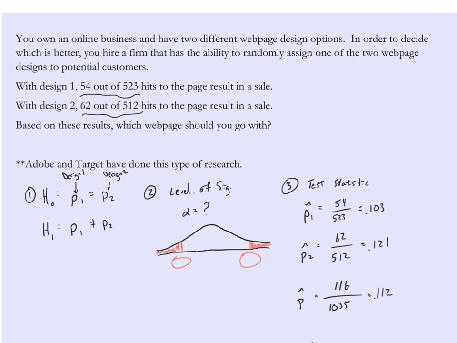One is 12%, one is 10%. So there is a difference there, but that difference is not really statistically significant. So they could pick either one, or they could just pick the one that they think is prettier, right? That's the type of conclusion that we draw here.